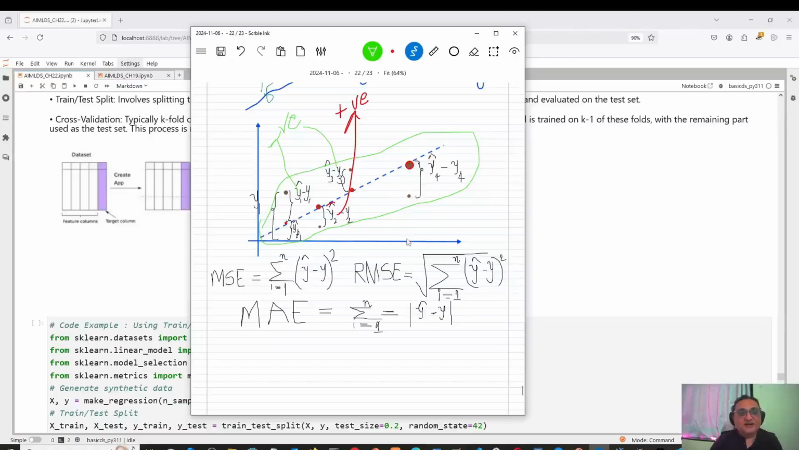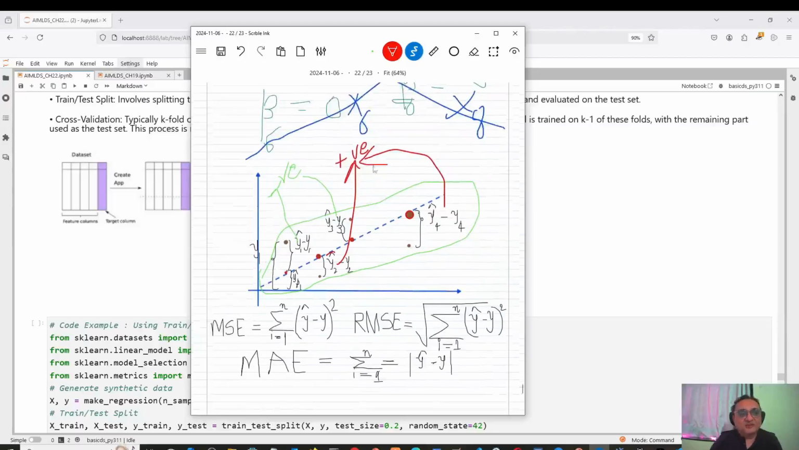So this is y4 predicted, and therefore y4 predicted minus y4 gives me the difference, or the error. In this case, the predicted value is more than the actual value, so the difference would be positive. So the difference between predicted and actual value gives the error.